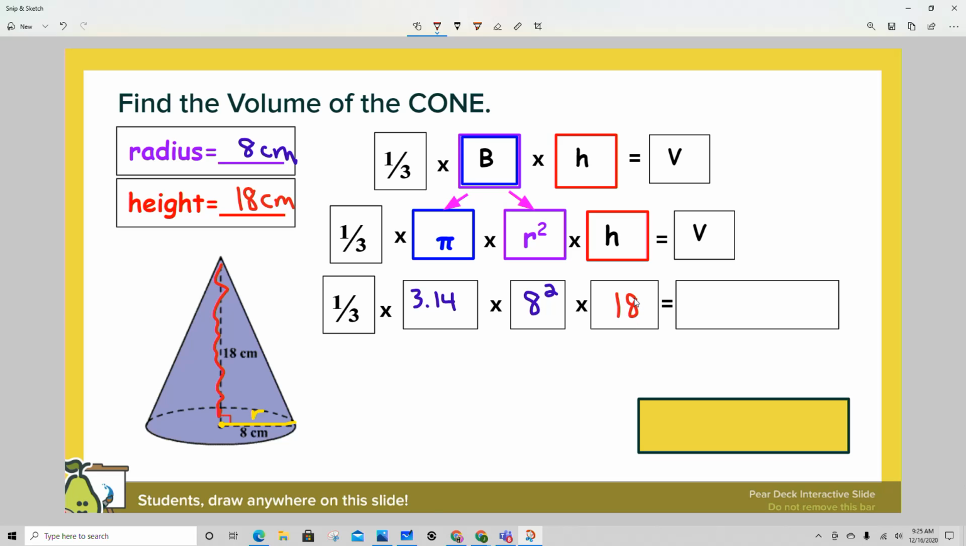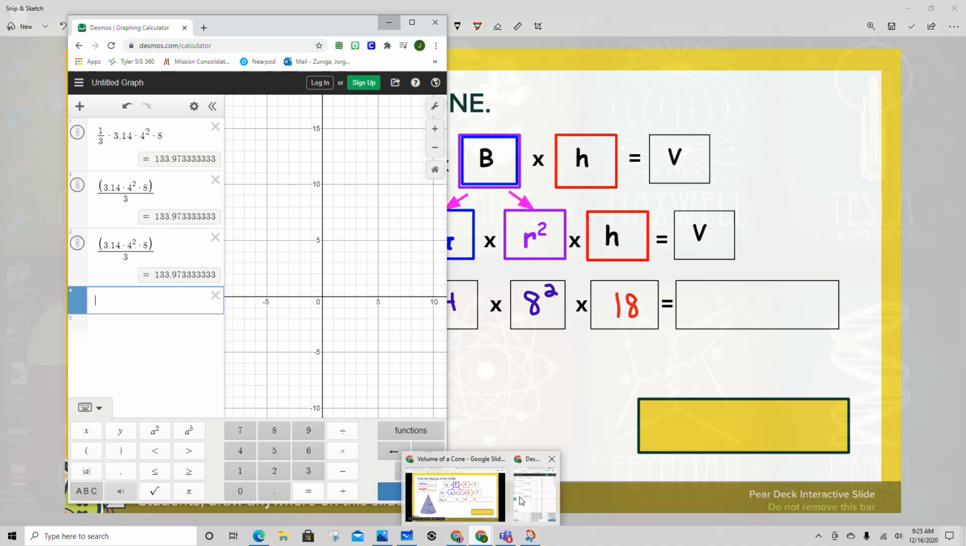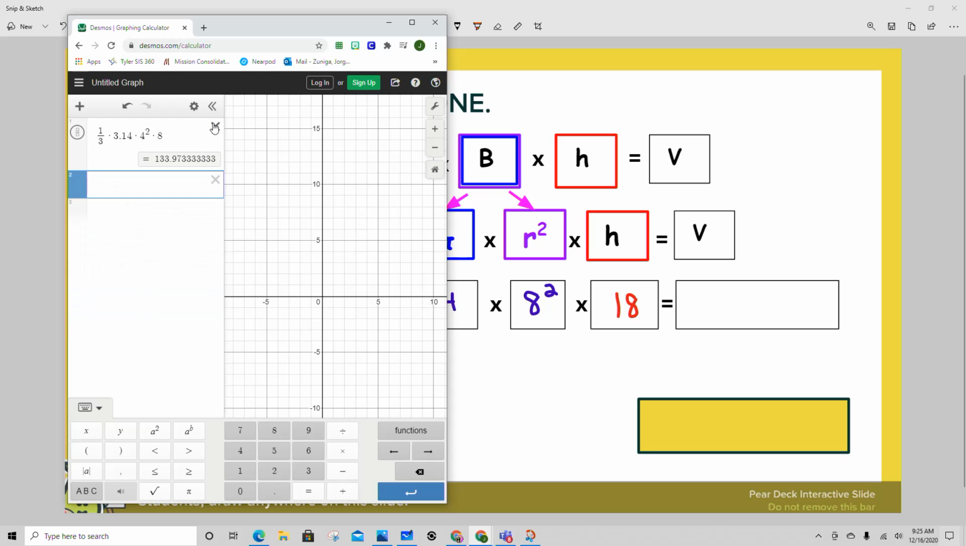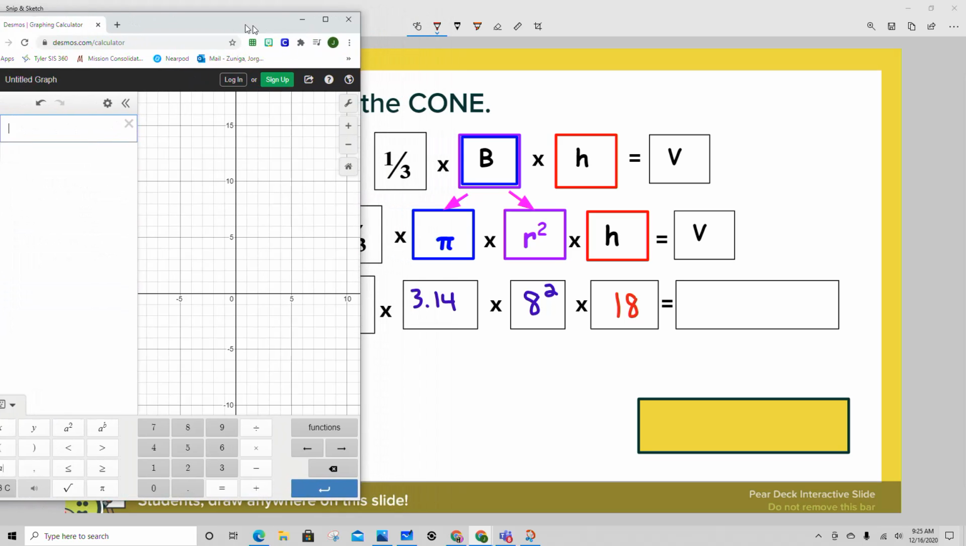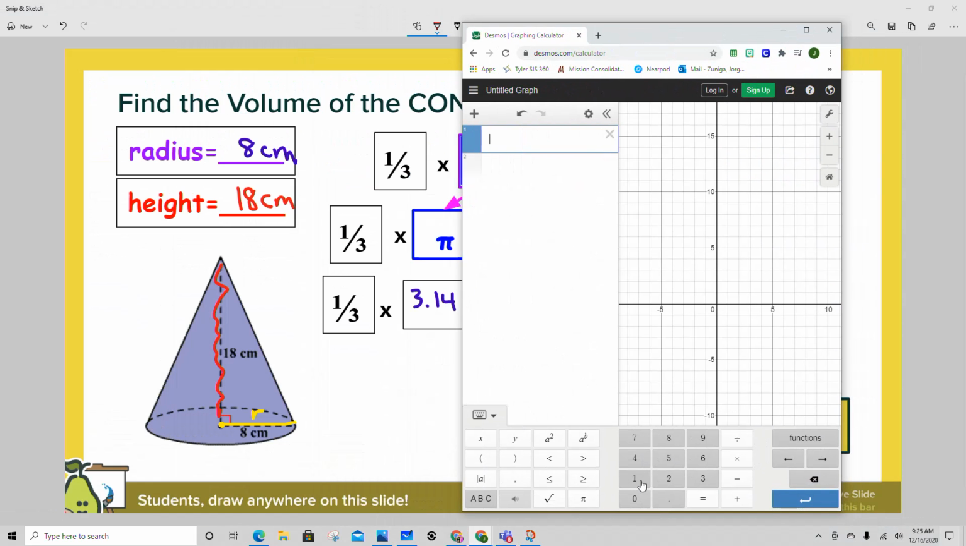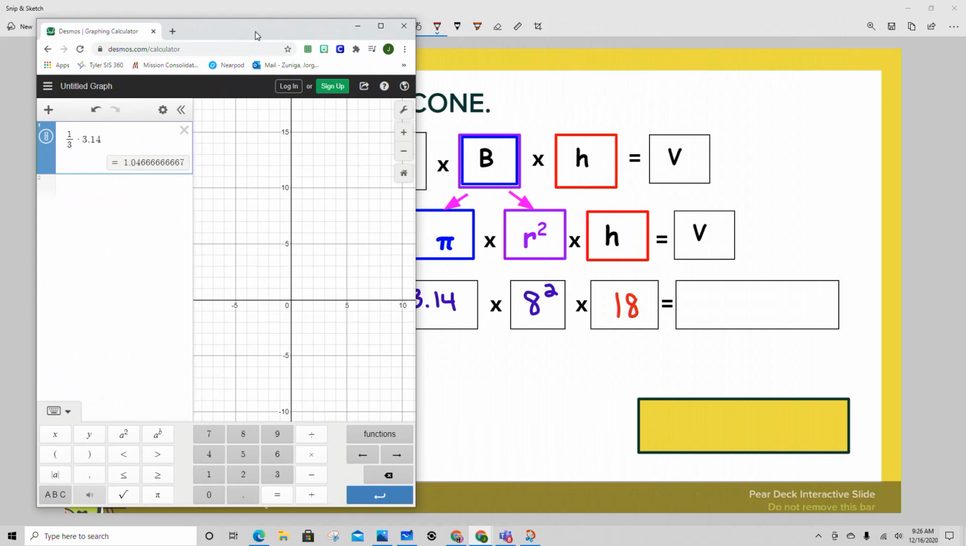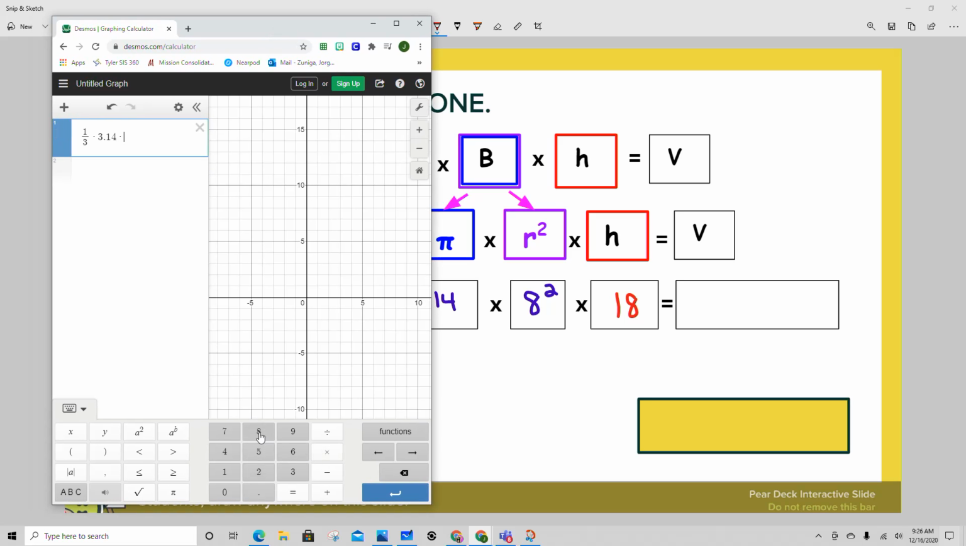All right, so this is the easy part. It seems to me, from what I've noticed, that the challenging part is once we put it in the calculator. So we're going to start off with 1/3. So 1 divided by 3 gives us my fraction. I'm going to push to the right, and then you're going to press times. If you don't do that, it's going to put everything in the denominator, and you're going to get the wrong answer. Multiply it by 3.14, and then multiply by 8 squared, and then multiply it by 18.